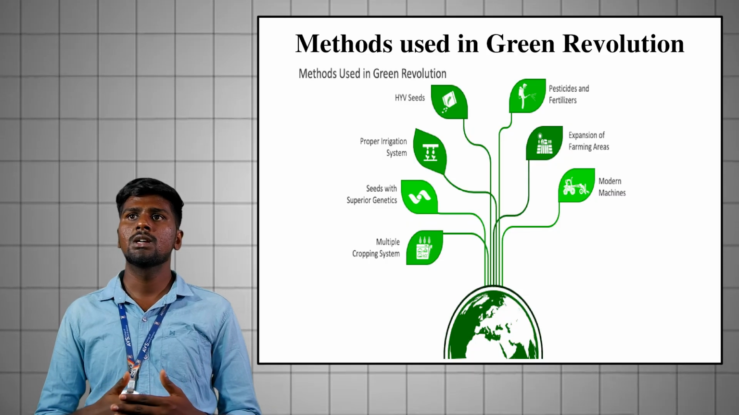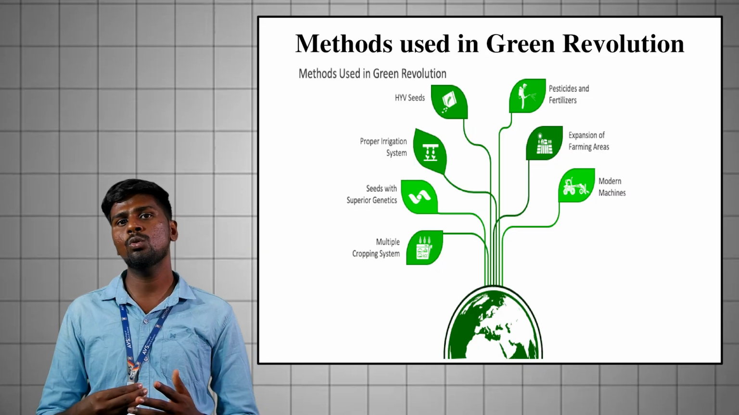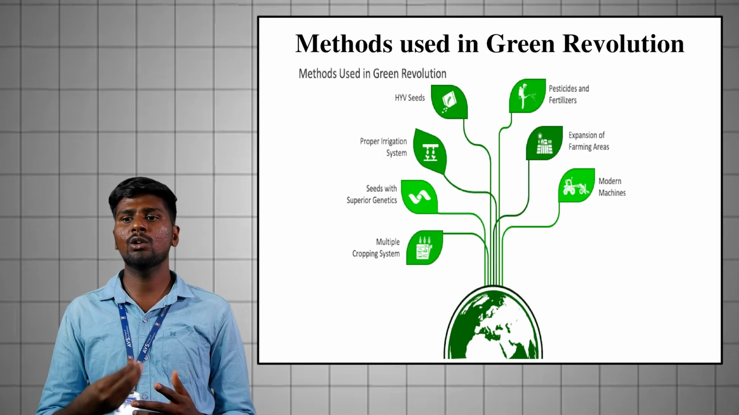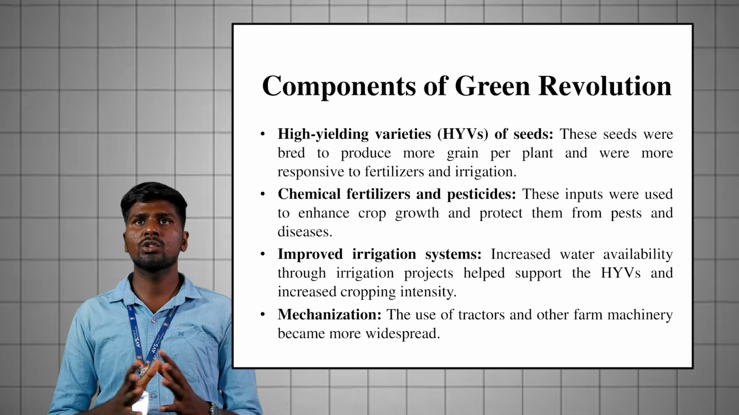Then modern machines, like a tractor or simplified tools for farming the material, to fertilize the soil materials.